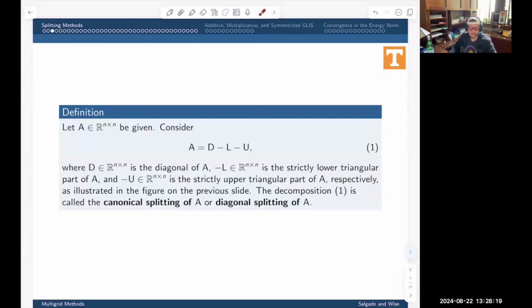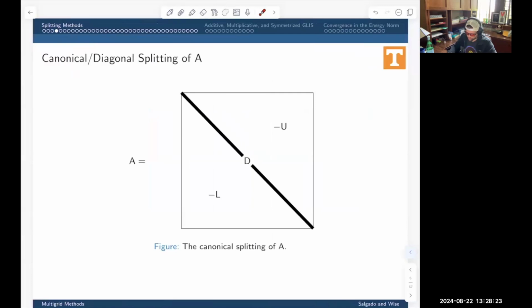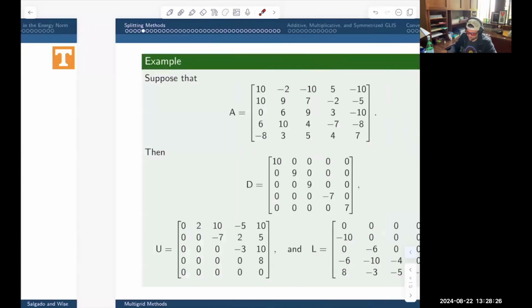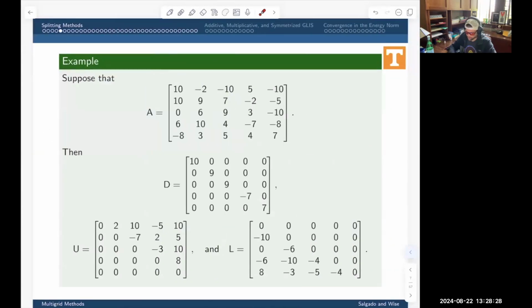I like to make a definition about everything. You guys know that about me now. There's another picture of it, and thankfully, I have an example. Here's our example matrix A. It's a 5 by 5 matrix with essentially random entries; I generated it randomly using MATLAB. The diagonal D is a matrix with all zeros except on its diagonal, which has the numbers 10, 9, 9, minus 7, 7.